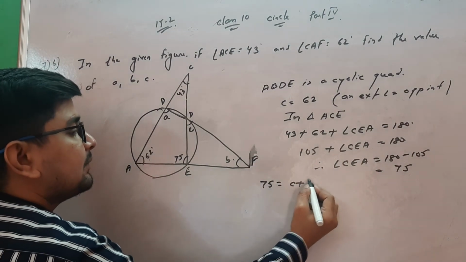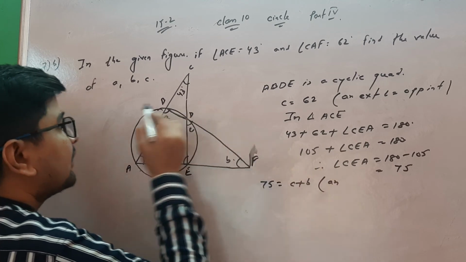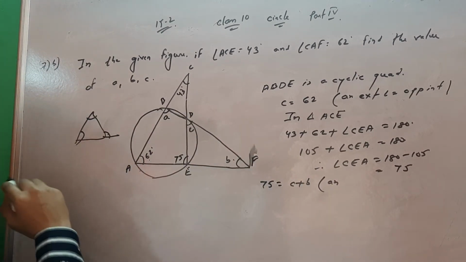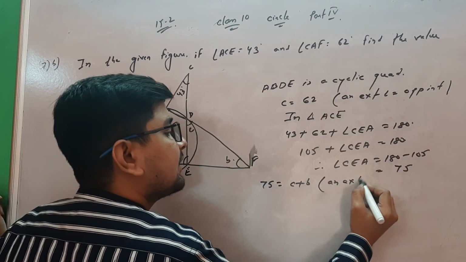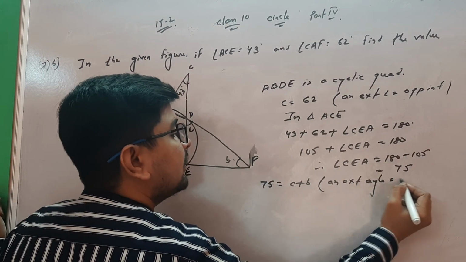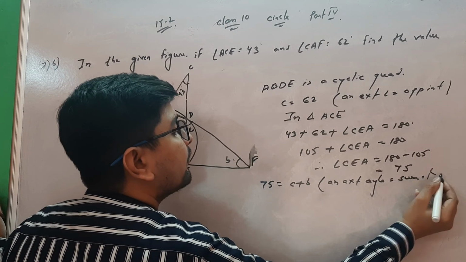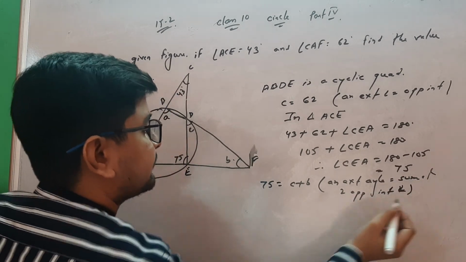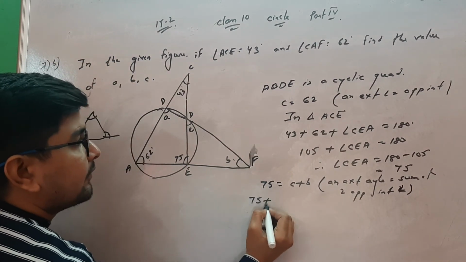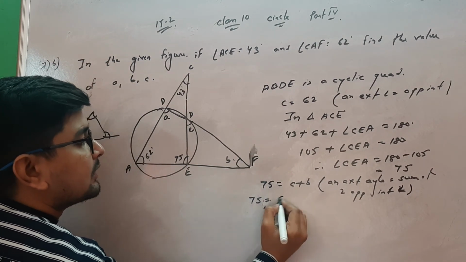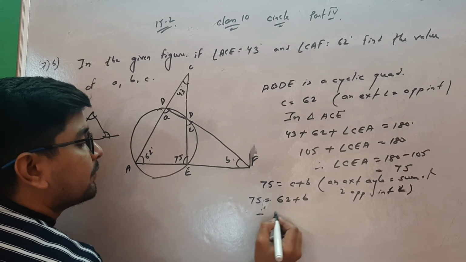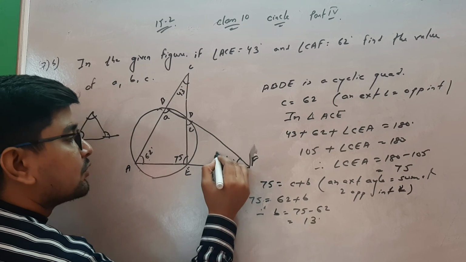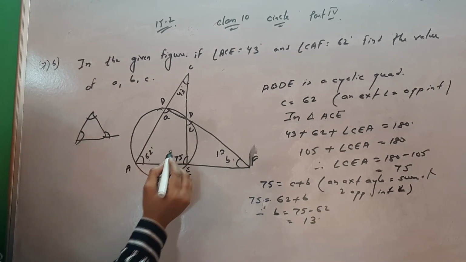75 equals C plus B. ये बचपन का थ्योरम हम लोग का ट्राइंगल का याद आ रहा है. एक ट्राइंगल का बाहर का एंगल दैट एक्सटीरियर एंगल इक्वल्स टू सम ऑफ टू अपोजिट इंटीरियर एंगल. An exterior angle equals sum of two opposite interior angles. 75 equals C, which is 62, plus B. Therefore B equals 75 minus 62, 13. So B is 13 degrees. C is 62.